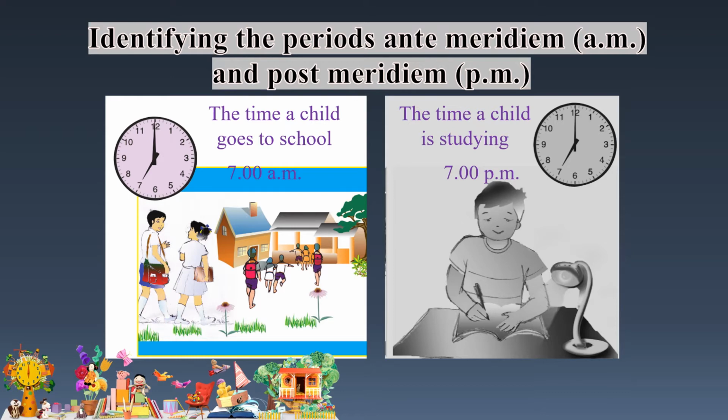Although the same time is mentioned in both clocks, the first incident is an incident which has happened in the morning. Therefore, we mention it as 7 a.m. The second incident has happened in the evening, therefore, we mention it as 7 p.m.